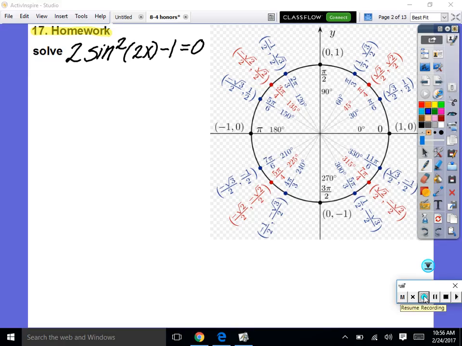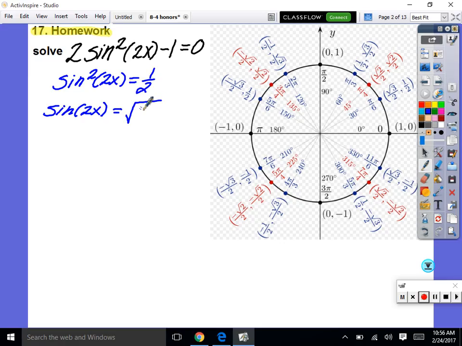So number 17, we would isolate sine. So we'd add 1, divide by 2. So we have sine squared of 2x equals 1/2. We'd square root both sides. So sine of 2x equals the square root of 1/2, which is root 1 over root 2. When does sine of 2x equal root 2 over 2? Because I'd rationalize, right? That's 1 over root 2, and that's root 2 over 2. And we can't forget, I already forgot, when we took the square root of both sides, we needed plus and minus, right?